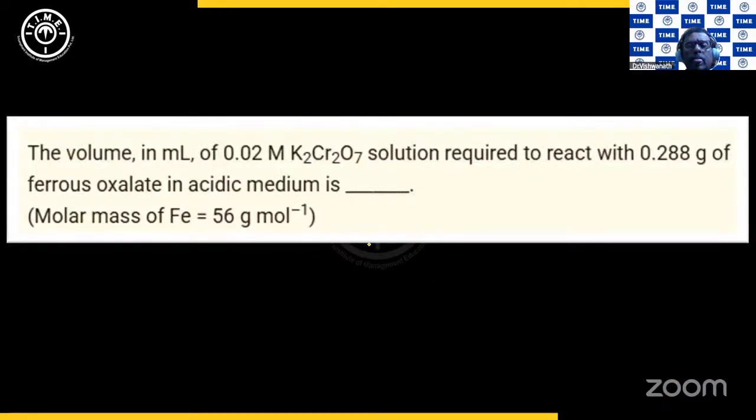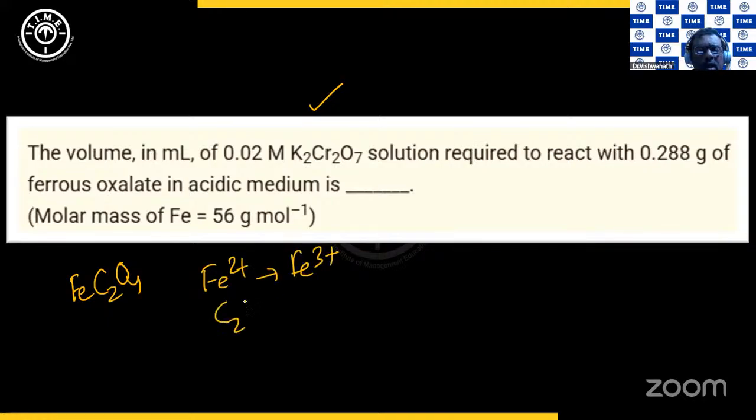Now this is a somewhat involved one. K2Cr2O7 is going to interact with ferrous oxalate. Ferrous oxalate means FeC2O4. The ferrous is also oxidized. The oxalate is also oxidized. Now the change in oxidation number for this, you know that this is plus electron. This is the ion electron method that we are employing. If I can balance this, this will be 2 electrons. So there are 3 electrons involved in this.